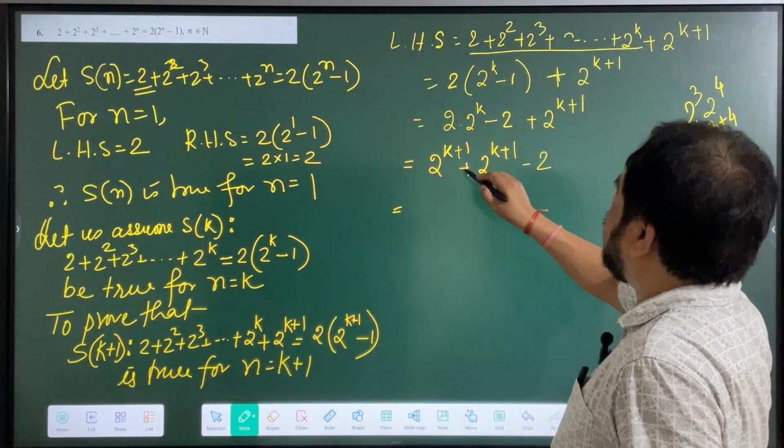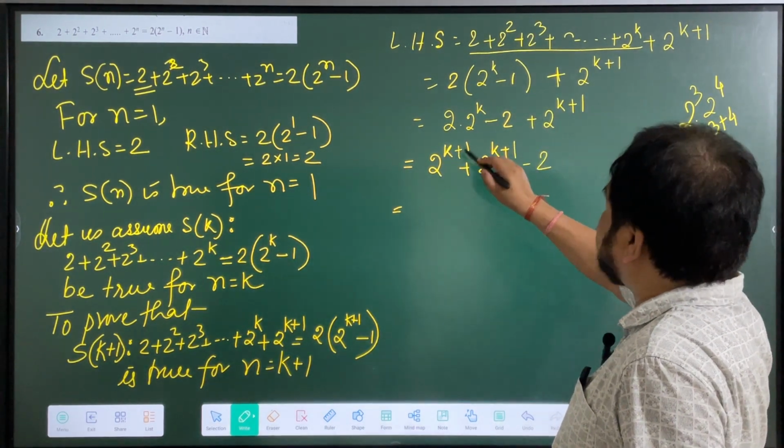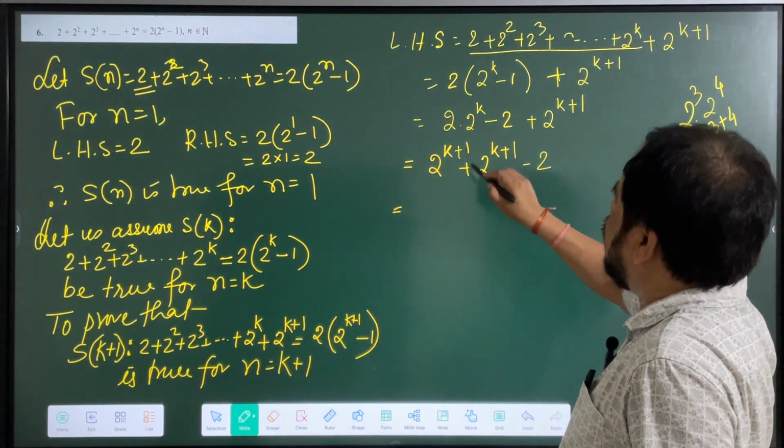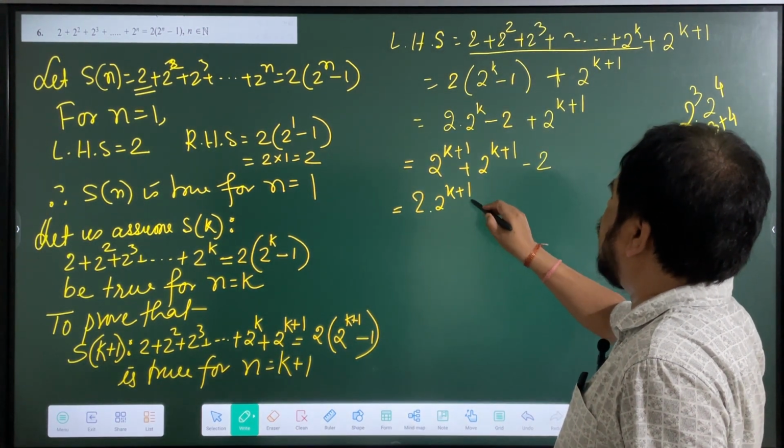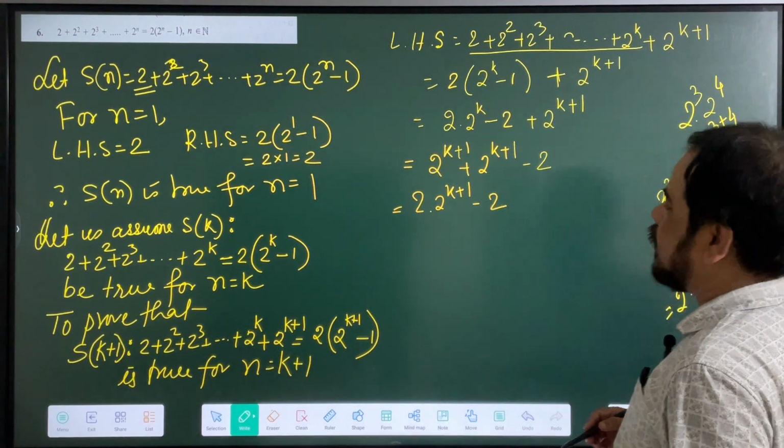2 to the power something plus 2 to the power something means the same thing. 2 to the power k plus 1 plus 2 to the power k plus 1. I hope you have no problem understanding this.